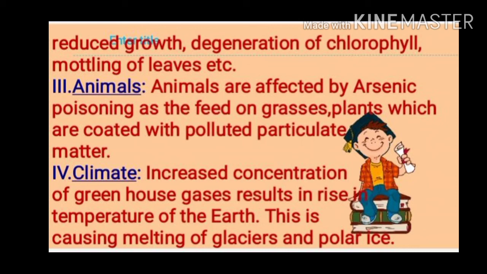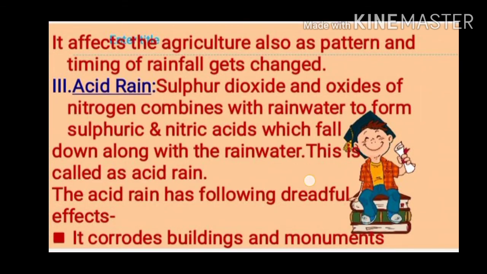Effects on climate. Increased concentration of greenhouse gases such as carbon dioxide, methane, water vapor, etc. results in the rise in temperature of the earth. This is called as greenhouse effect, we all know. It is causing melting of glaciers and polar ice. It affects the agriculture also as the pattern and timing of rainfall gets changed.